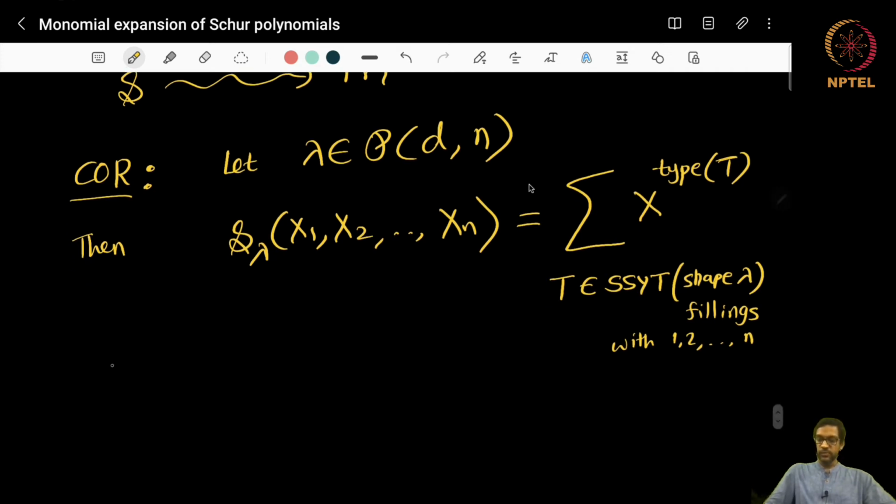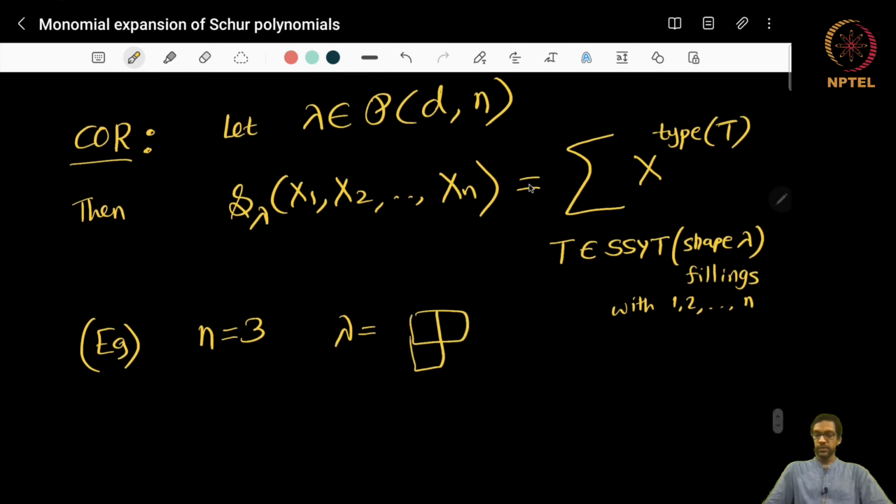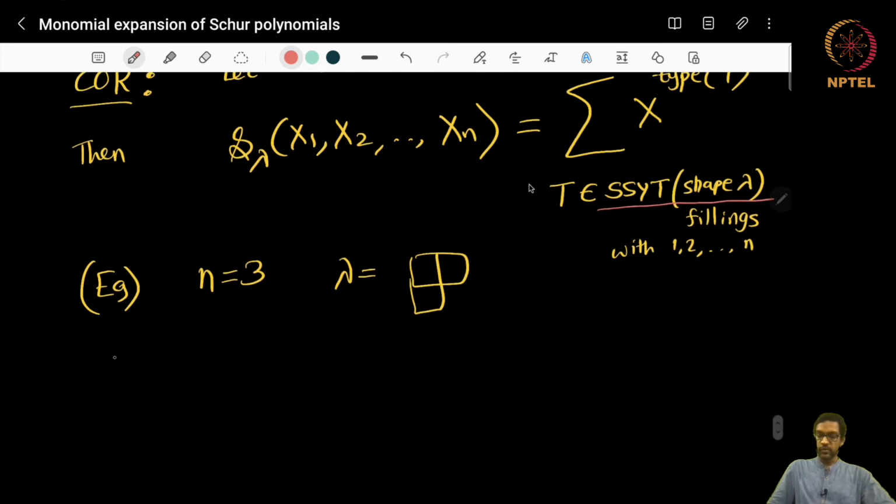Let's just quickly look at an example. Suppose I take n equals 3, and lambda to be the shape 2, 1. Let's see what the corresponding Schur function has to be in 3 variables. I have to construct all semi-standard Young tableaux of shape lambda in which the numbers can be 1s, 2s and 3s. Here are the various possibilities. I can put 1s in both and 2 in this. 1s in the first row, 3 here.